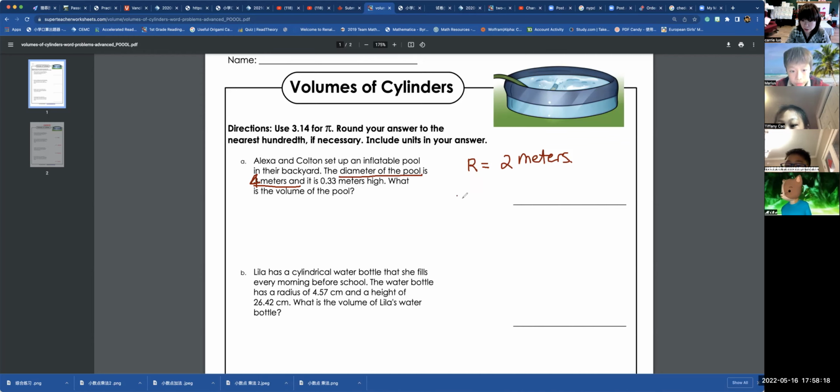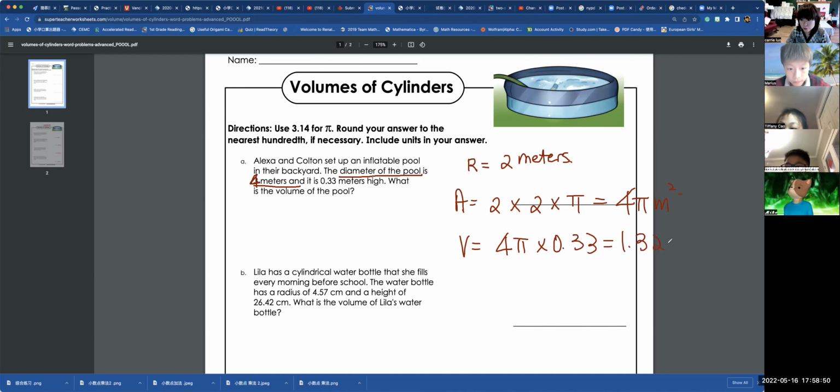Okay, so we know the radius equals 2. So Tiffany, can you tell me the area of this pool? The area is 2 times 2 times pi, 4 pi. Very good. 4 pi meters square, right? So what is the volume? It equals 4 pi times 0.33 equals 1.32 pi meters cubed. Good job, Daniel. You get it right.